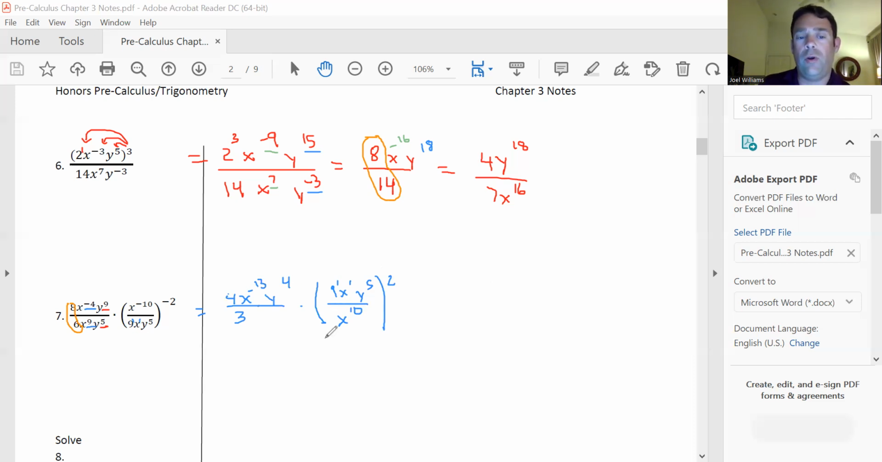Now, even before I put in my 2, I'm going to combine everything in that fraction. So on this first fraction, I still have that negative exponent, so I can make that go to the denominator. And I have 3x to the 13th. That almost looked like a 13, didn't it? There we go. And then I see x to the first, I see x to the 10th.